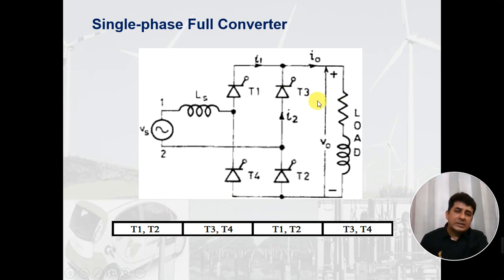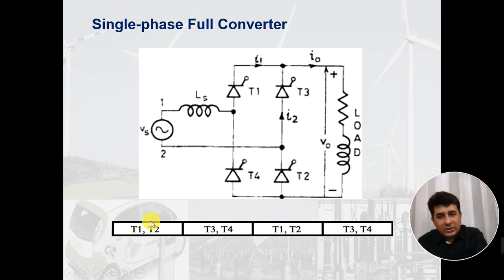So whenever we discuss the converters without source inductance, we always make an assumption that as long as T1 and T2 are conducting, T3 and T4 are off, and when T1 and T2 stop conducting, the current is immediately transferred to T3 and T4. So here this sequence of conduction is shown by this.